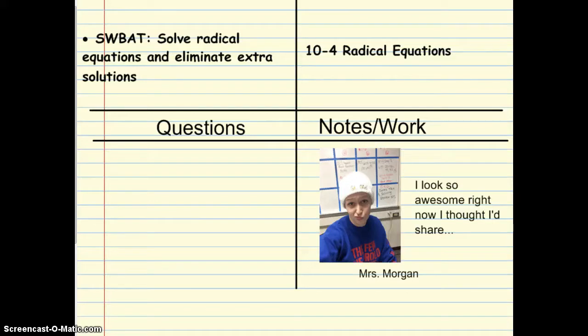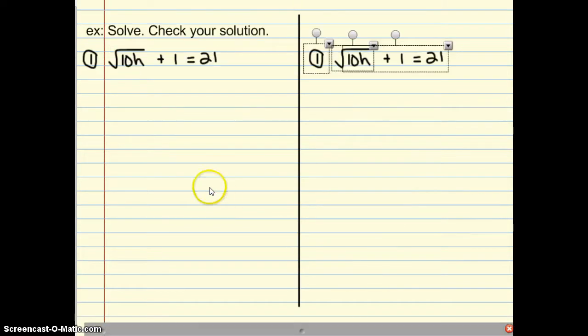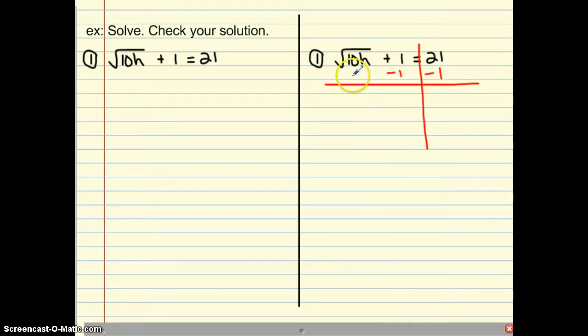We're on 10-4 radical equations. We're going to solve radical equations and eliminate extra solutions. So we're going to solve and check your solution. It's very similar to solving equations like we used to do. Just minus 1 on both sides. And our root 10h is just going to come down.